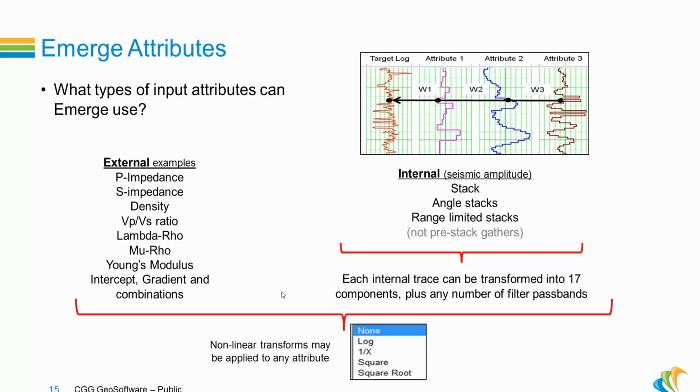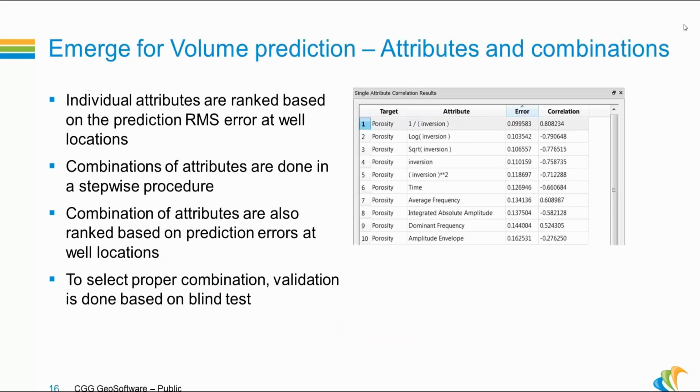Apart from that, these attributes can also be transformed to other forms, like we can convert them to logarithmic form or 1 over x, square roots, and you can use those to establish a better relationship between the target and the attribute which is used in Emerge. All right, we talked about attributes and what they are to Emerge, but how are the attributes evaluated and selected individually, then how do we combine them, and how do we select the number of attributes to be used in a combination?